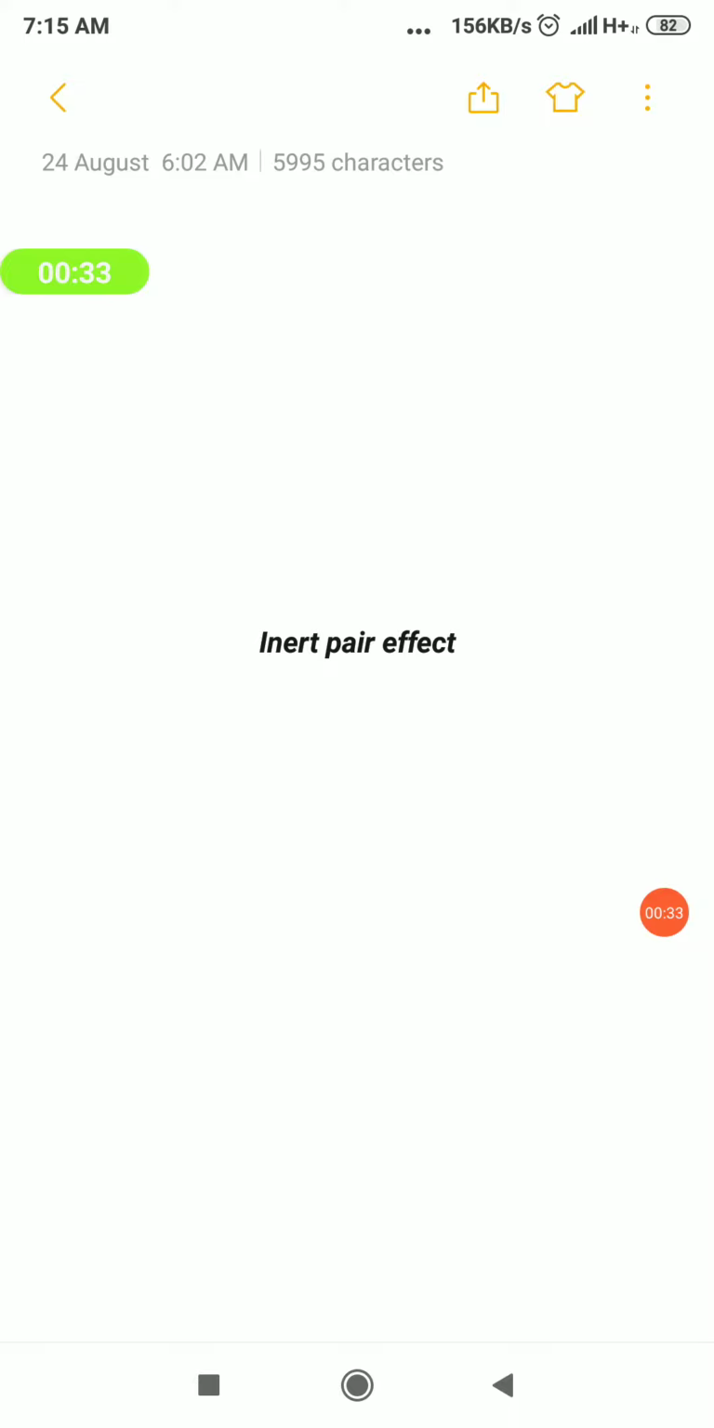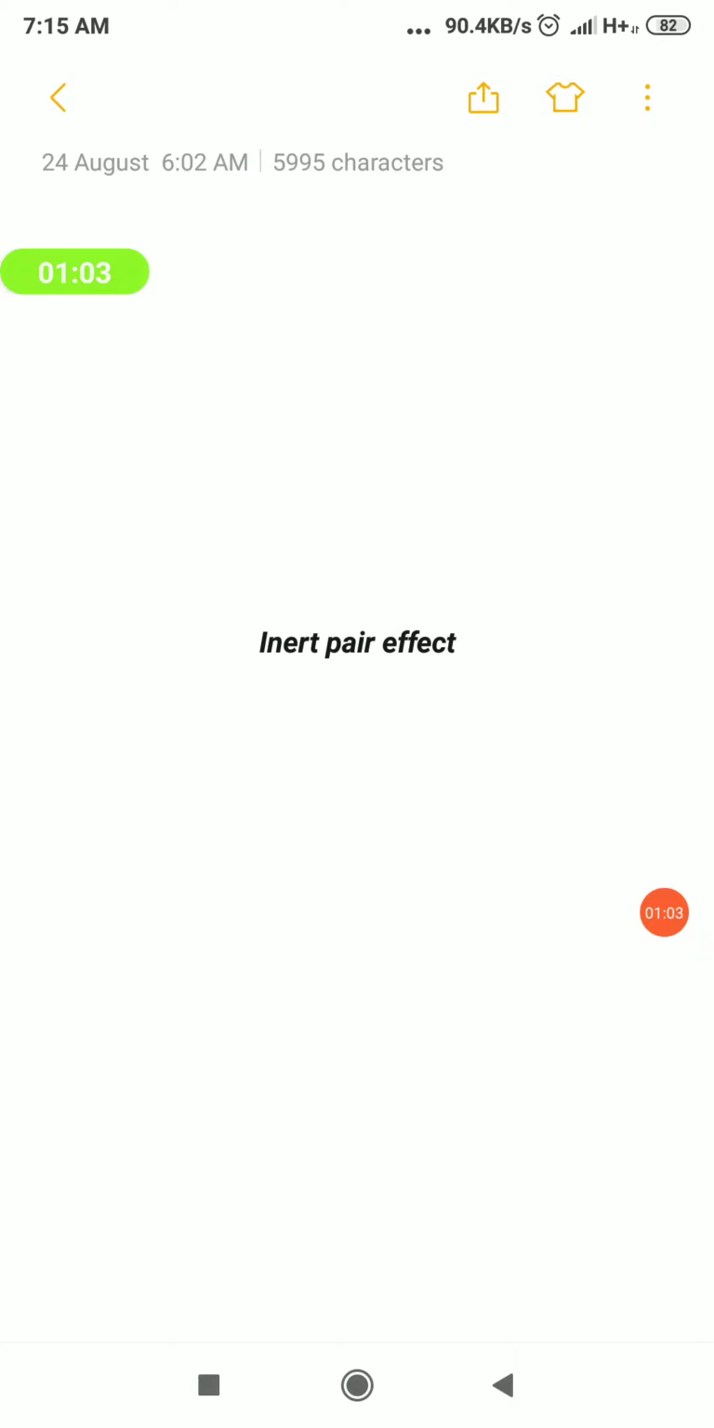Students, can you please tell me the meaning of the word inert? What is called inert? Inert means unreactive. Okay, so that is inert. Then pair means two objects. So that is called the inert pair effect. In this place the term pair is used to represent a pair of electrons. Okay, the term pair is used to denote two electrons, inert pair effect.